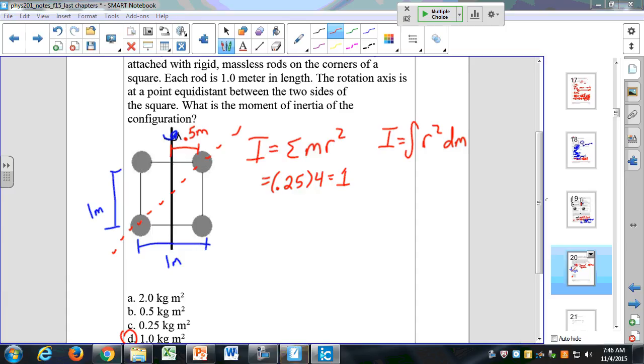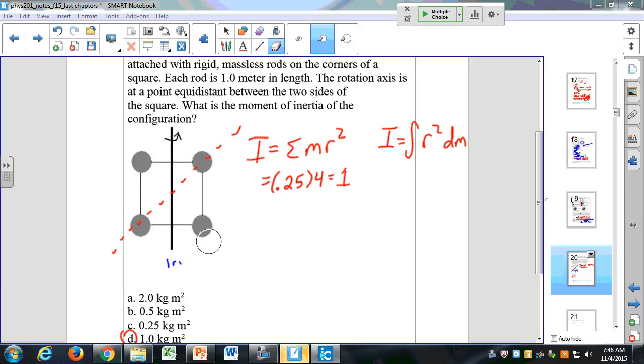Now, what if instead of rotating about that black axis, I have it rotating about this red dashed line? In that case, how many particles are contributing to the moment of inertia? I just have two. Because for two of the particles, this one and this one, they still have a mass, but r for these two particles is 0 because they're on the axis of rotation. Remember, r is the distance of the object to the axis of rotation. So when I have an object that's on the axis of rotation, its contribution to the moment of inertia is 0. So both of these have a moment of inertia equal to 0.